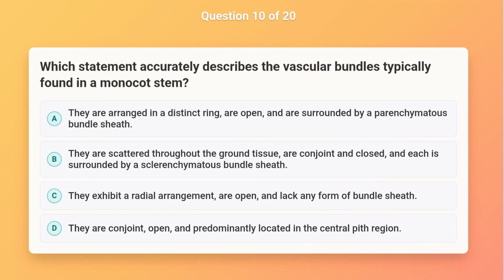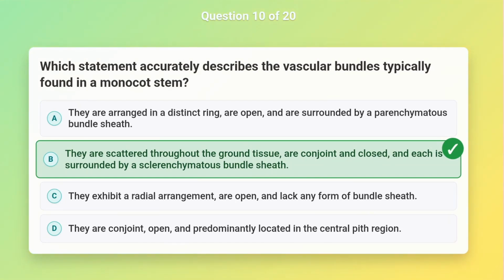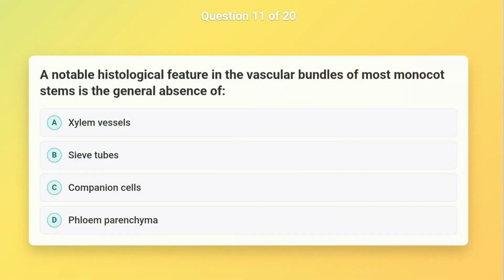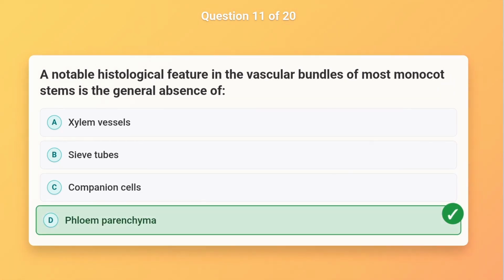Which statement accurately describes the vascular bundles typically found in a monocot stem? They are scattered throughout the ground tissue, are conjoint and closed, and each is surrounded by a sclerenchymatous bundle sheath. A notable histological feature in the vascular bundles of most monocot stems is the general absence of phloem parenchyma.